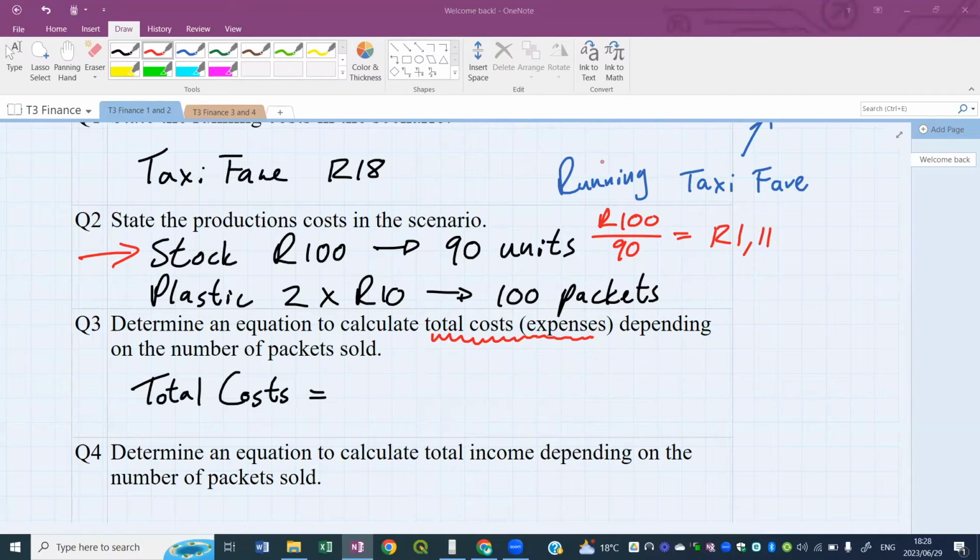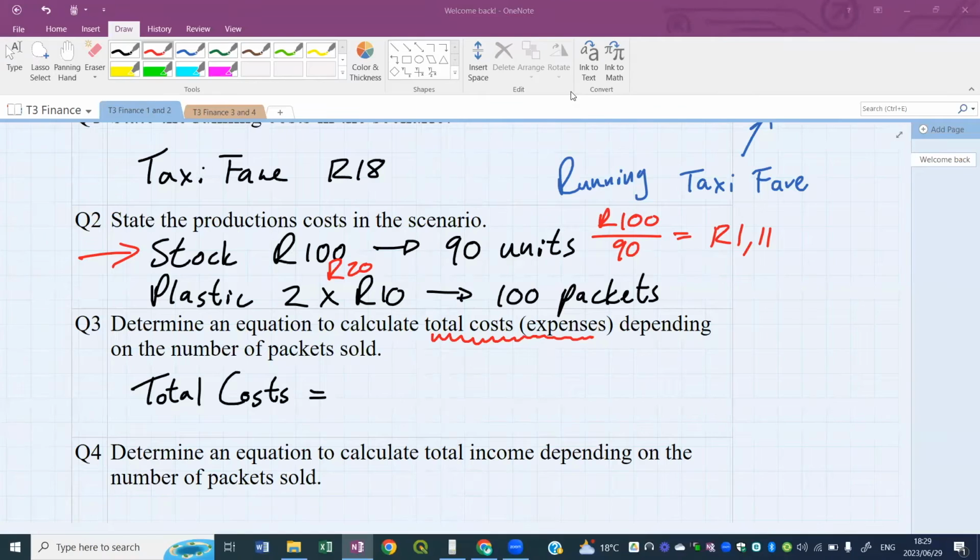So we now have a price for 1 unit of cupcakes. It costs 100 rand for enough to make 90 units. How much does it cost for one? It costs 1 rand and 11 cents. Now, Emmanuel, I've got here 2 times 10 rand, so I've got 20 rand for 100 packets. So how much for 1 packet? How do I work that out? Please repeat the question. Okay, so it's 20 rand for 100 packets. How do I work out how much it costs for 1 packet?